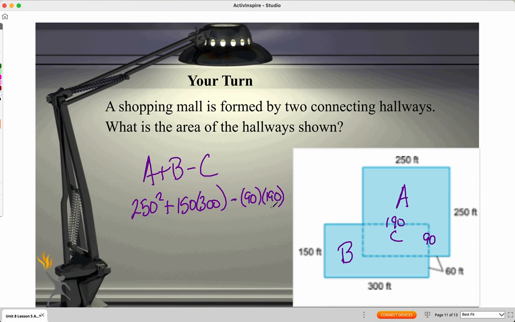So 250 squared is 62,500. 150 times 300 is 45,000 square feet. And then 90 times 190 is 17,100 square feet. So I'm just going to type all that in my calculator: 62,500 plus 45,000 minus 17,100. That gives me a total square footage of this mall of 90,400 feet squared.